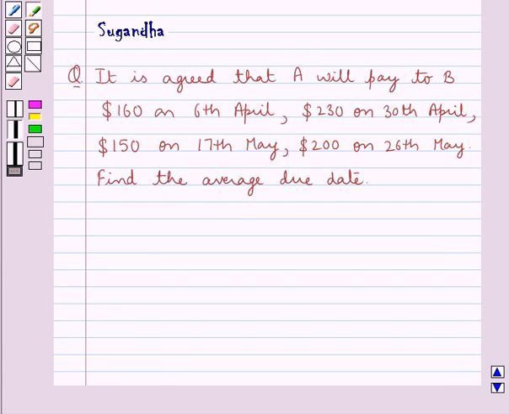Welcome to the session. In this session, we discuss the following question, which says: it is agreed that A will pay to B $160 on 6th April, $230 on 30th April, $150 on 17th May, $200 on 26th May. Find the average due date.